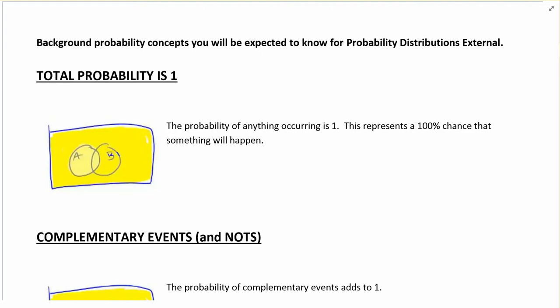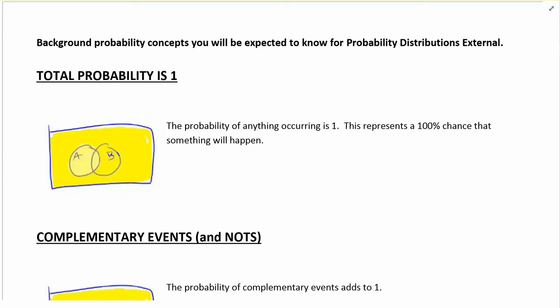So I'd like to look at some background concepts for probability before we get into the probability distributions external. A lot of this will be familiar to you from previous years. A lot of it we did cover specifically in year 12 in the probability external. And we'll just build on that and remind you of these facts.